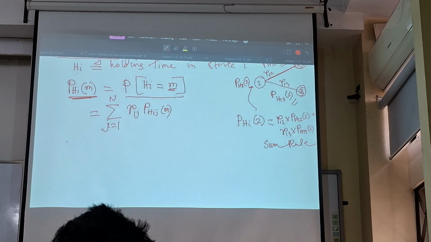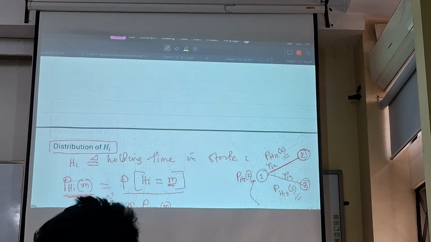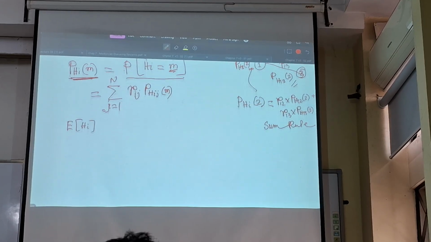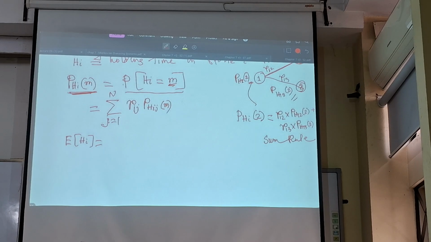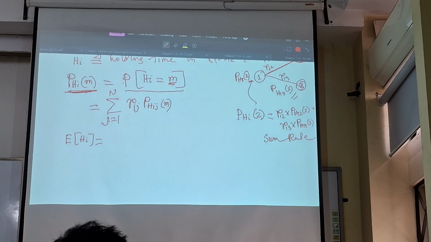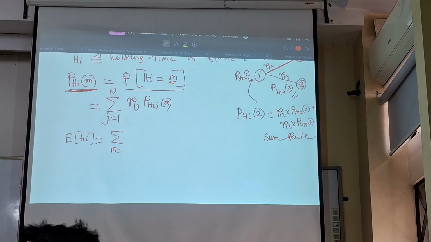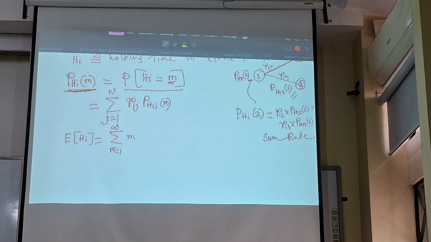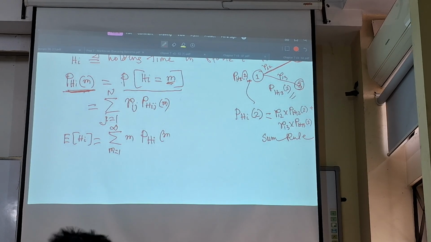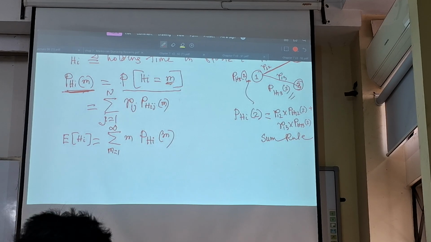You can calculate the expected value, right, like this one. What will be the expected value here? For all values of m, you can calculate the holding time. And now, for m equal to 1 to infinity, you take m times the PMF of the holding time for the value of m. If you do it, then you can calculate the holding time for a step.